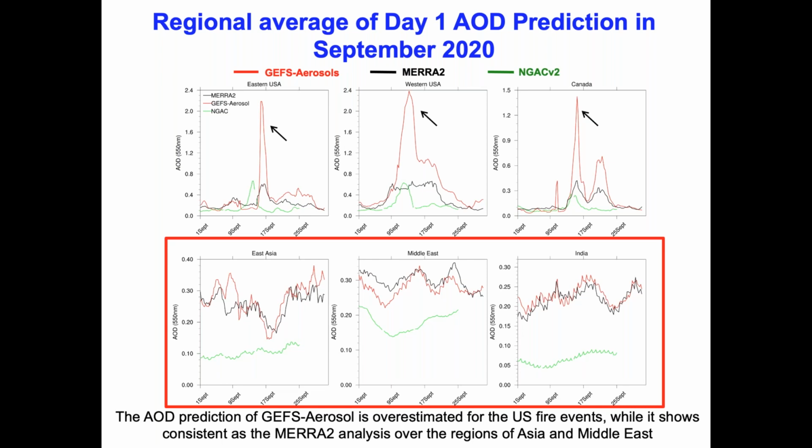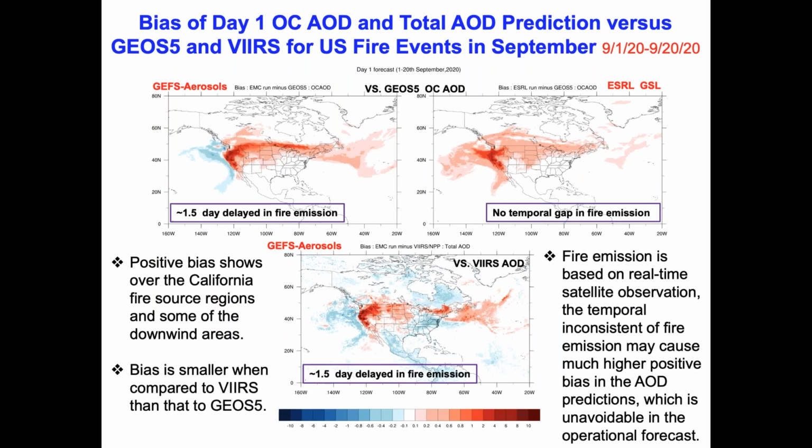We did some investigation, and to further investigate the overestimation, we also evaluated the OC AOD. We know that OC, the organic carbon aerosol, is a major indicator of fire aerosols. Here is an example from last year, September 1st to September 20th. We can see the Pacific fires showing over the California fire source region and downwind areas when we compare with the NASA GEOS-5 result.